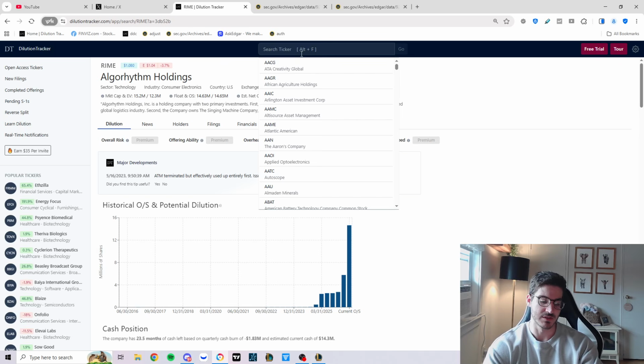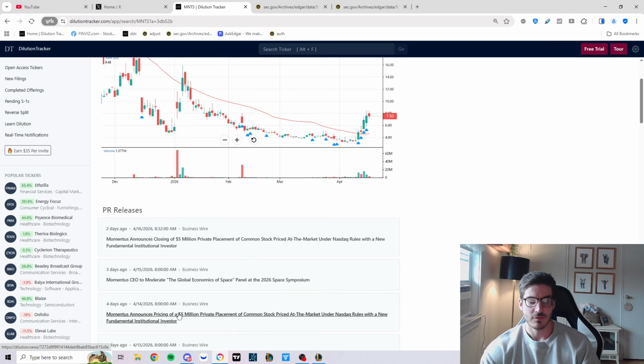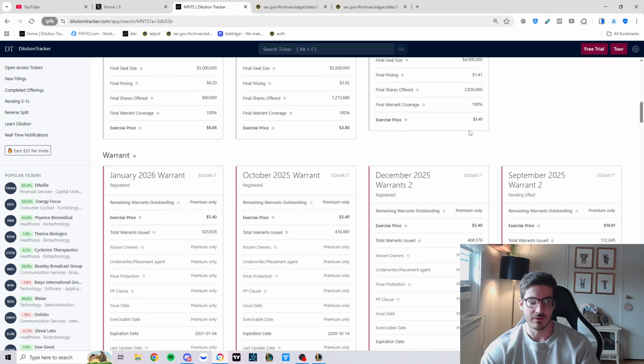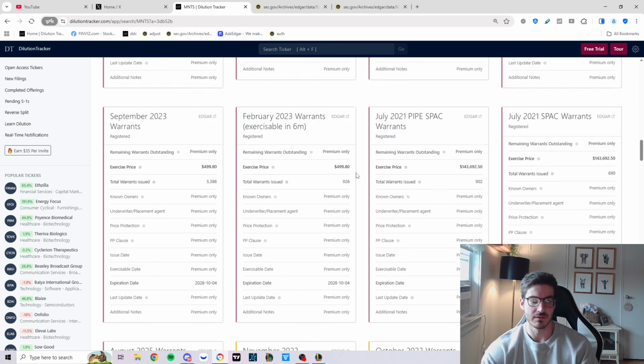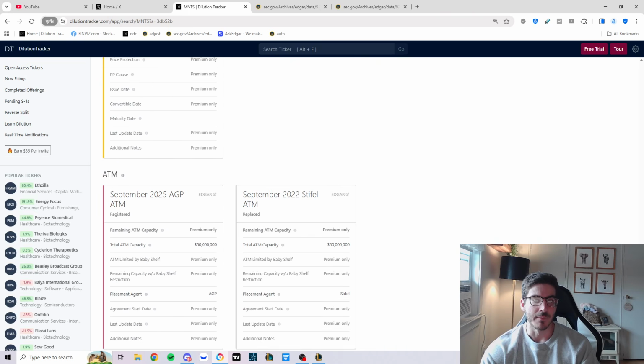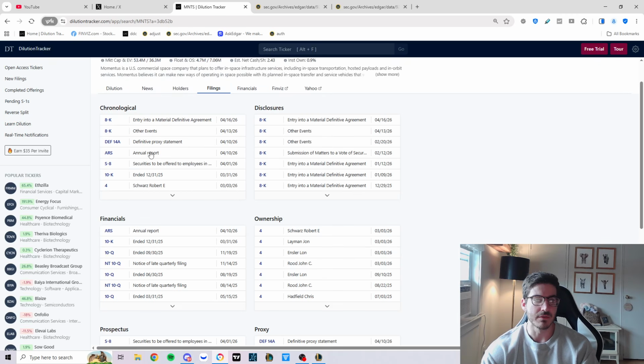So let's look at one. MNTS, I think they just did an offering, right? You see here, MNTS announces a pricing of a 5 million private placement of common stock. Okay. So if you look and you go down here, let's scroll through, if they file it.